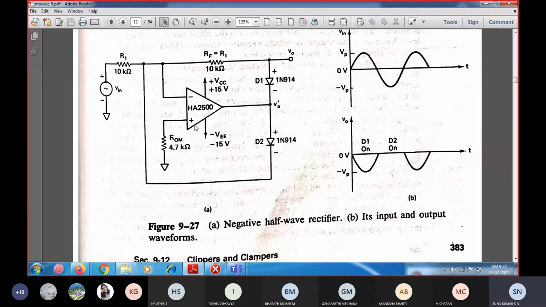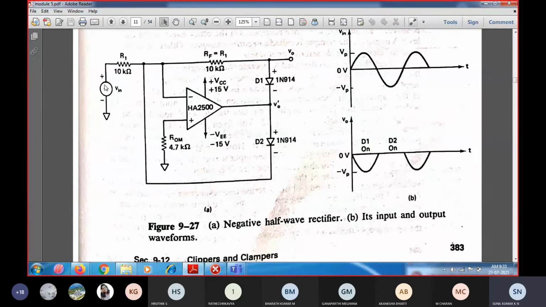So for this configuration we are going to have negative. This is nothing but a negative half wave rectifier. In this case, why is it called negative? Because the input has been given to the inverting terminal. This is the input signal source, and through the input resistance R1, it has been fed to the inverting terminal.